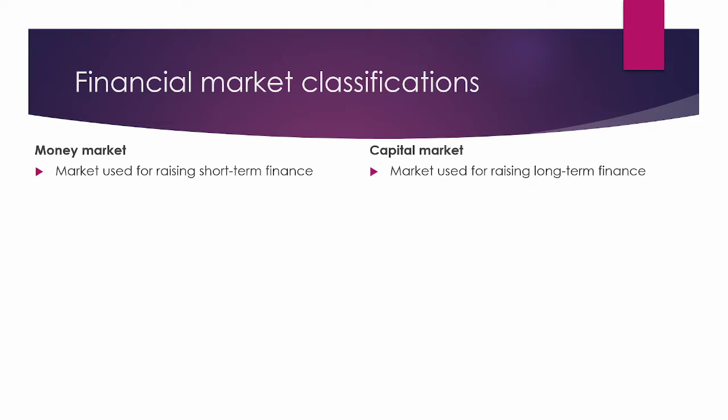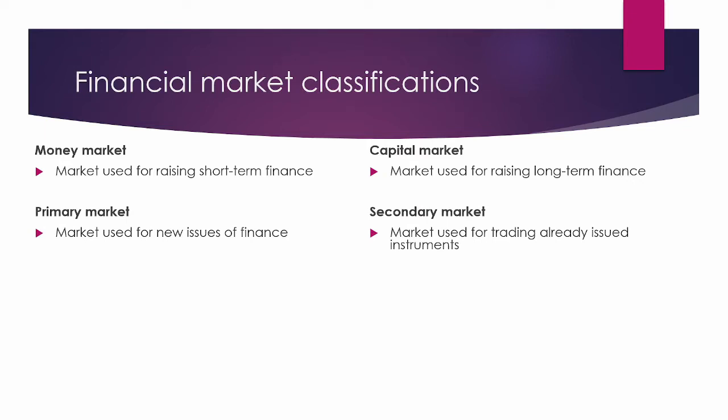On the other hand, we have capital markets. These markets are used for raising long-term finance and would generally include the major stock exchanges such as the Johannesburg Stock Exchange in South Africa. We then have primary and secondary markets. Primary markets are used for new issues of finance, such as initial public offerings. A secondary market is used for trading shares that have already been issued.